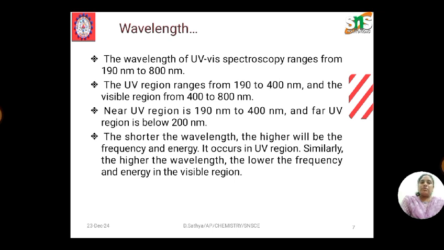Here is the wavelength range of UV visible spectroscopy, which we already discussed: about 200 to 800 nanometers. The UV region is 200 to 400 nanometers and the visible region is 400 to 800. The near UV region is 200 to 400 and the far UV region is below 200. The shorter the wavelength, the higher the frequency and energy, which occurs in the UV region. Similarly, the higher the wavelength, the lower the frequency and the energy, in the visible region.